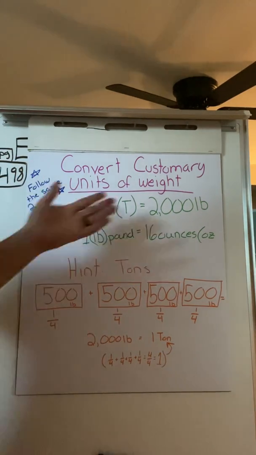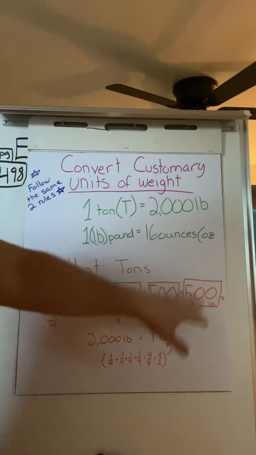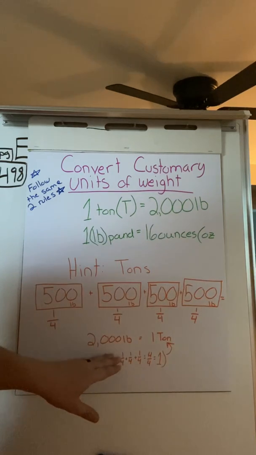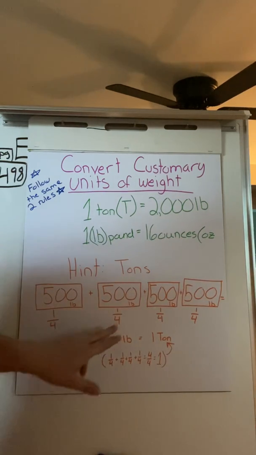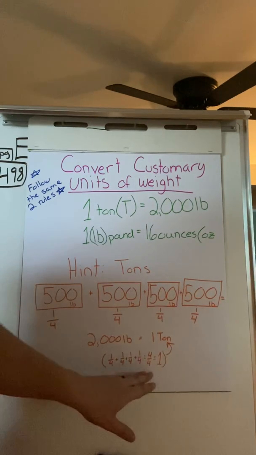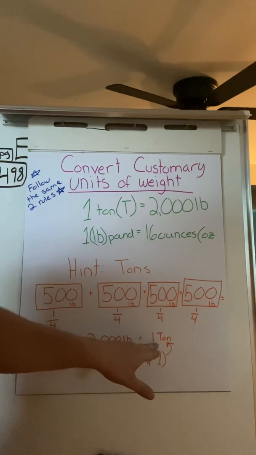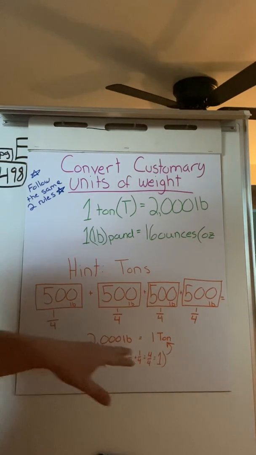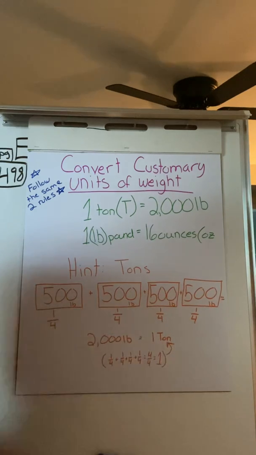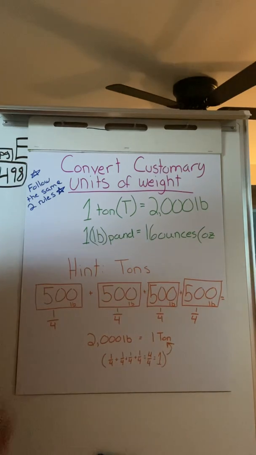Those are going to be our most used conversion units for weight. My hint for you is to remember that 500 plus 500 plus 500 plus 500 equals 2,000 pounds. So that's also 1/4 plus 1/4 plus 1/4 plus 1/4. And when we add that, you get 4/4, which equals 1, which equals 1 full ton. And we got to remember that 2,000 pounds equals 1 ton. So when doing some conversions, having this understanding will make your math go a lot quicker.